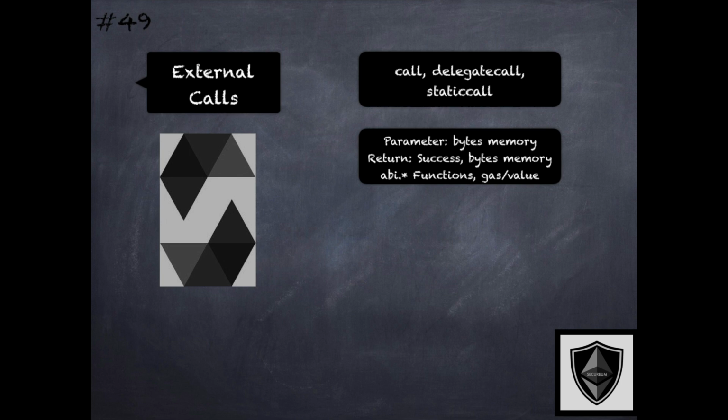They can also use functions such as ABI encode, encode packed, encode with selector, encode with signature to encode structured data as part of the arguments. They can also use gas and value modifiers to specify the amount of gas and ether for these calls. This is really applicable for the call primitive, but not delegate call or static call.